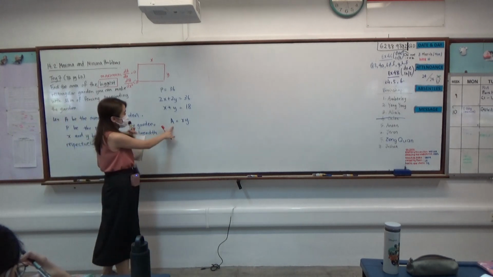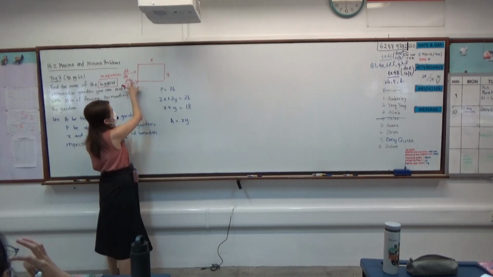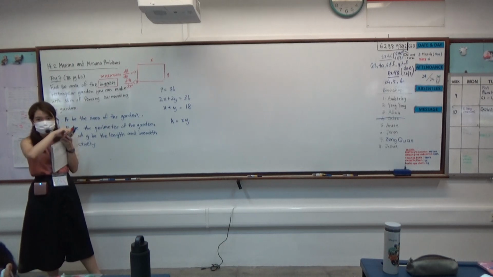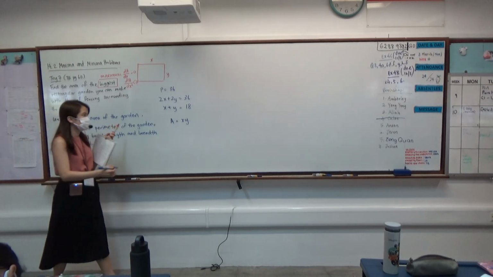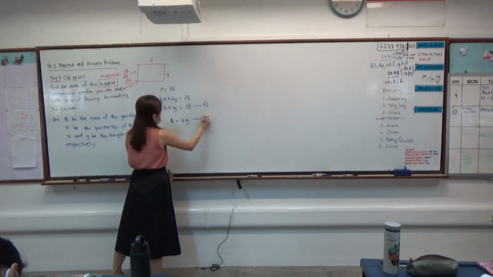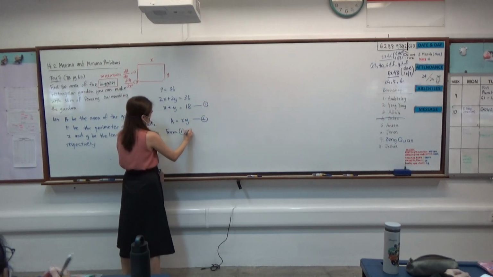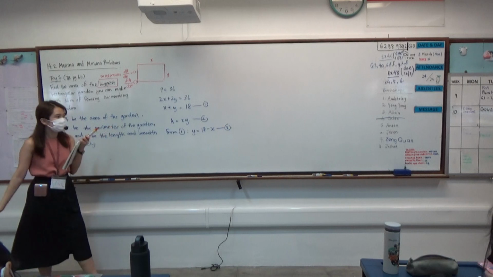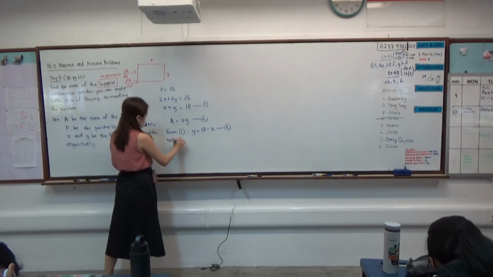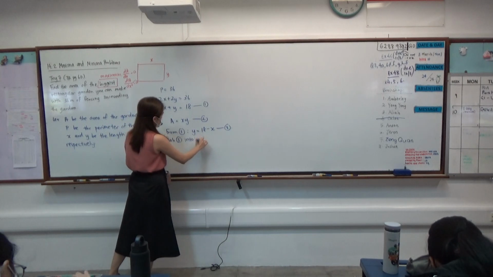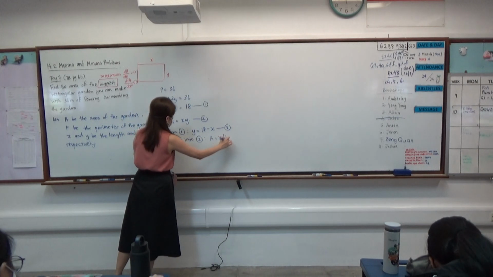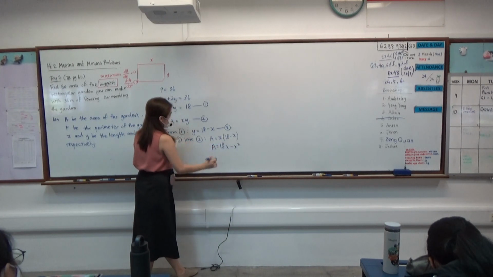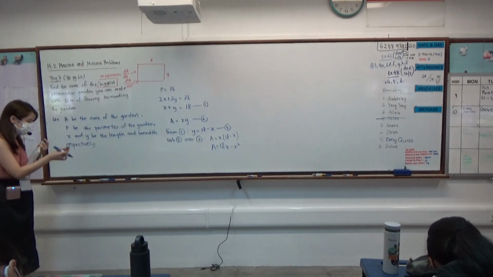But then we have A is equal to xy, and we want to get the first derivative by differentiating with respect to x. So we need to change away the y to make it in terms of x. And in order to do that, we make use of our equation 1 over here. So we sub in 1 into 2, and we see that A is equal to 18x minus x squared.